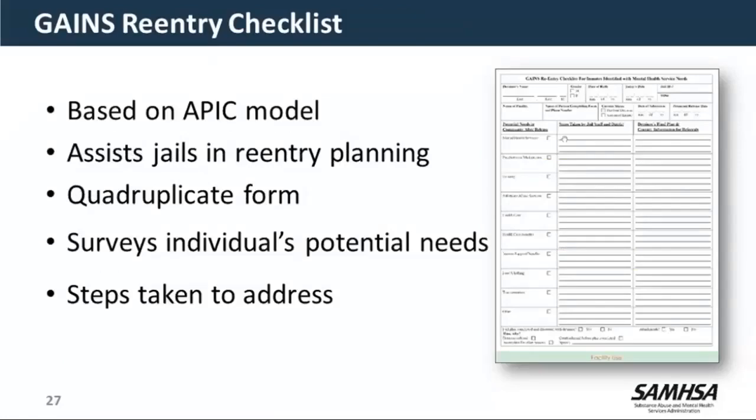When we go out and we do a sequential intercept mapping, one of the things that we always include here, and this is called Intercept 4 when we look at reentry planning of the sequential intercept model, is we have created a reentry checklist called the Gaines Reentry Checklist. And this 10-area reentry checklist is based on the APIC model. It's available in the public domain free of charge to assist jails with good reentry planning for persons with behavioral health needs. It's a quadruplicate form so that the facility, treatment providers, as well as the individual that the reentry planning is focused on all have copies of this, looking at the person's potential needs upon reentry, as well as what steps have been taken to address those needs.